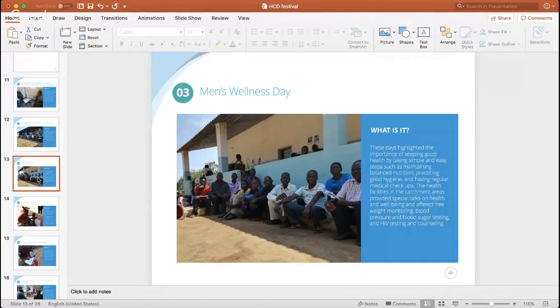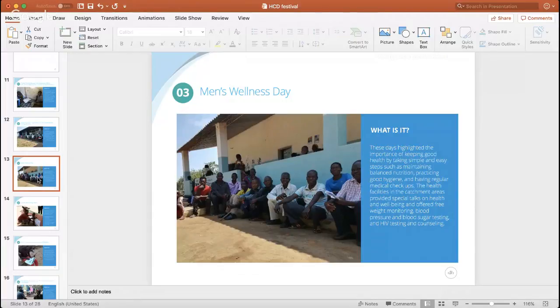Some of them were okay with the waiting time. The time was not a big concern, but for others it was, because they had to go back to work, or they had asked for permission at their jobs to come to the wellness day. So what they suggested was an appointment mechanism in which they could sign up previously, either in the health facility or with their community leader, for an appointment for this Men's Wellness Day. And this was what we decided to test in the second sprint.